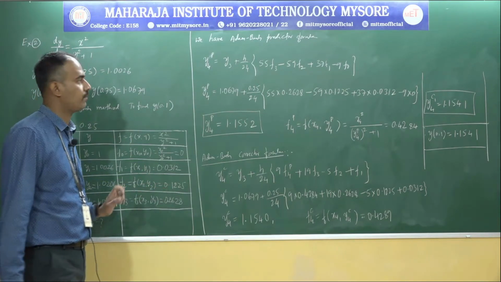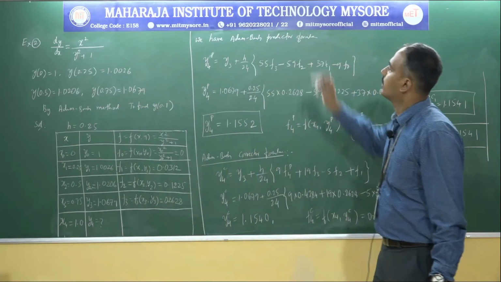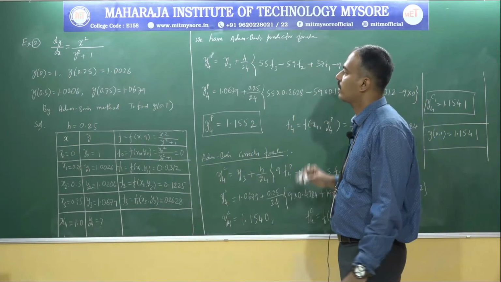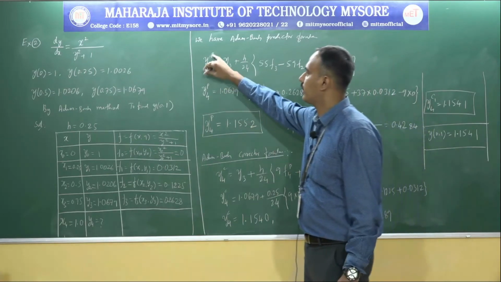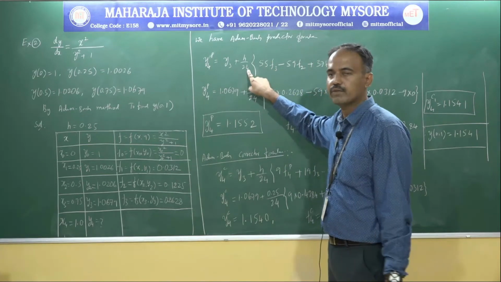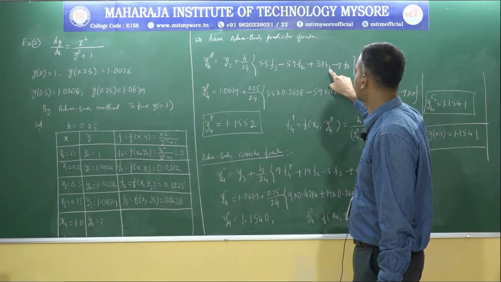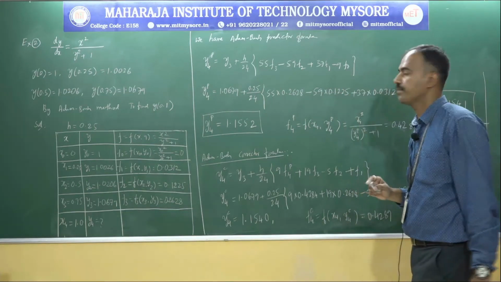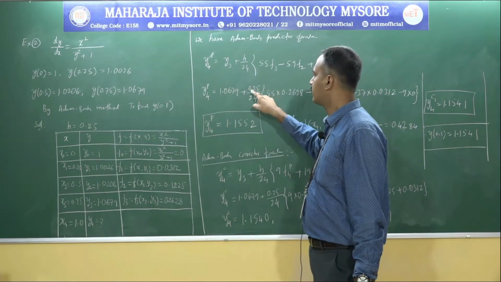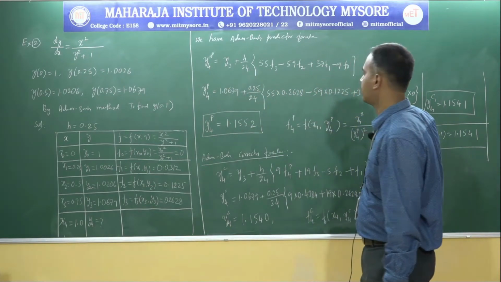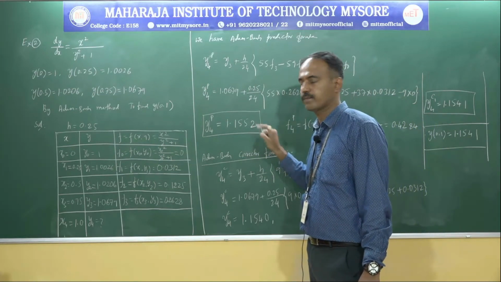Likewise f3 here. Okay, next we have the Adams-Bashforth predictor formula. We have to estimate the value of y4: the predictor value y4p equals y3 plus h by 24 times (55 f3 minus 59 f2 plus 37 f1 minus 9 f0). Substituting the data, with h value 0.25, after expansion we get y4p as 1.1552.